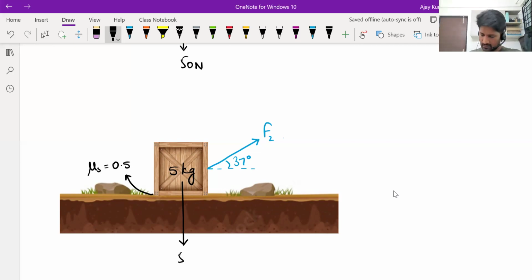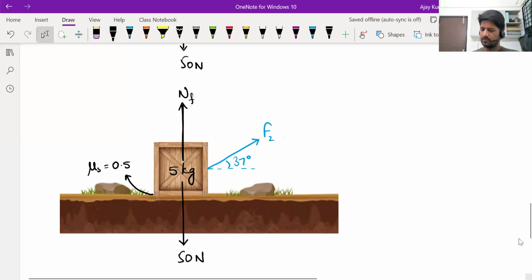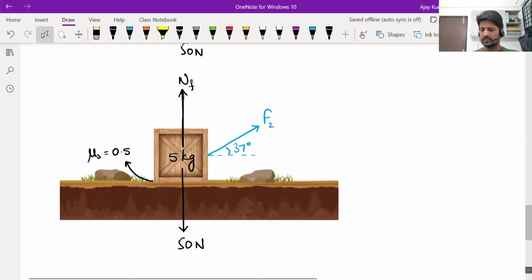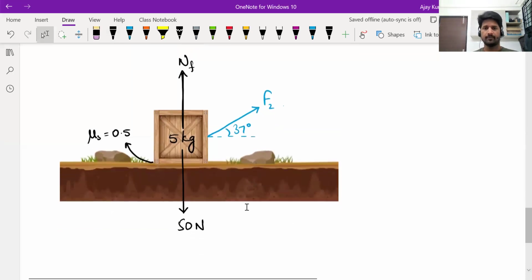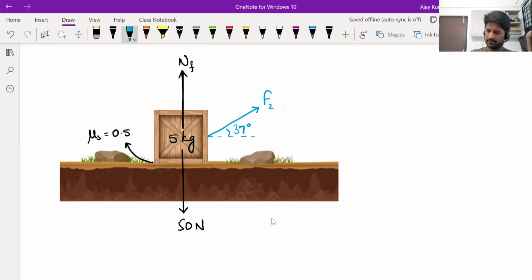We'll do that. Now its weight, 50 newtons, will be acting. There will be a normal force acting. And there is this force F2 that we are applying. First of all, tell me which force is trying to make the block slide? Because the question is about how much effort we need to put to start sliding the block. Which force is trying to make the block slide?